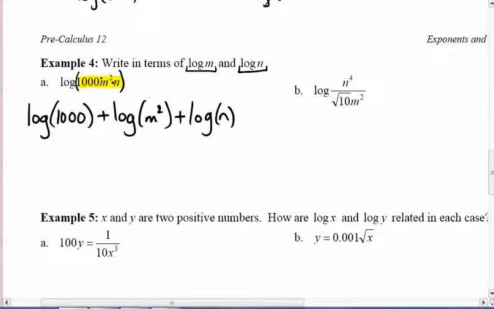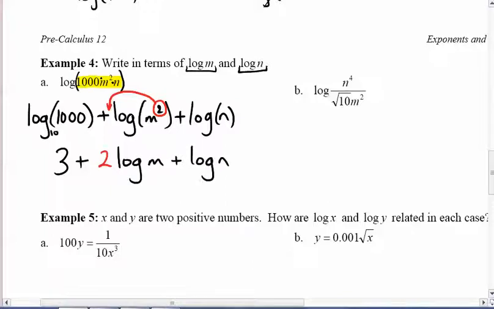And now I can use law number 3 to make my exponent into a coefficient. When there is no base written, it's base 10. So log base 10 of 1000 means 10 to the power of what number equals 1000? 3. So the 2 comes forward. And now everything is written just with numbers and log m and log n. So that would be the final answer.